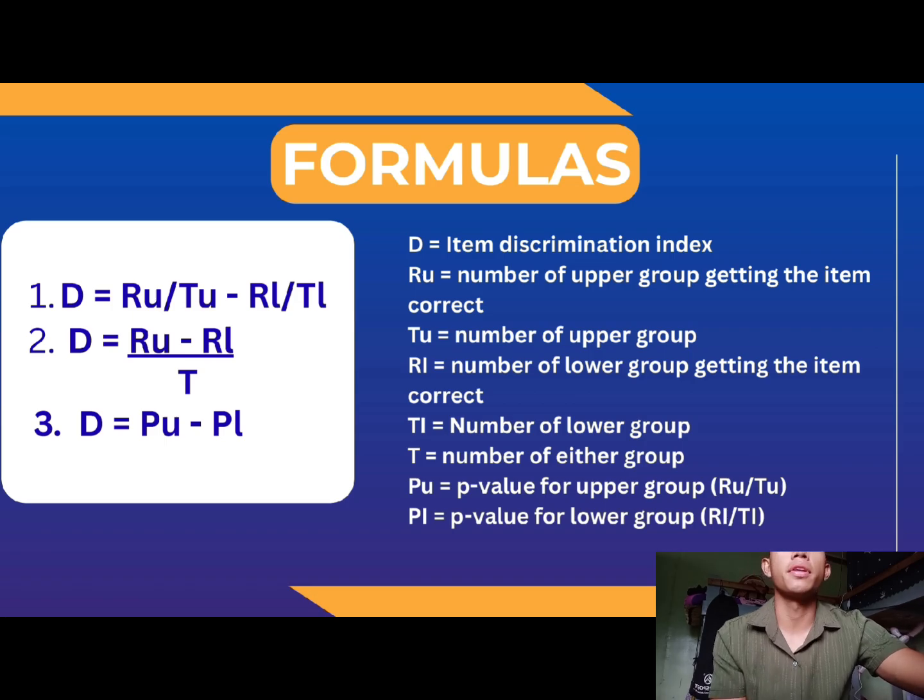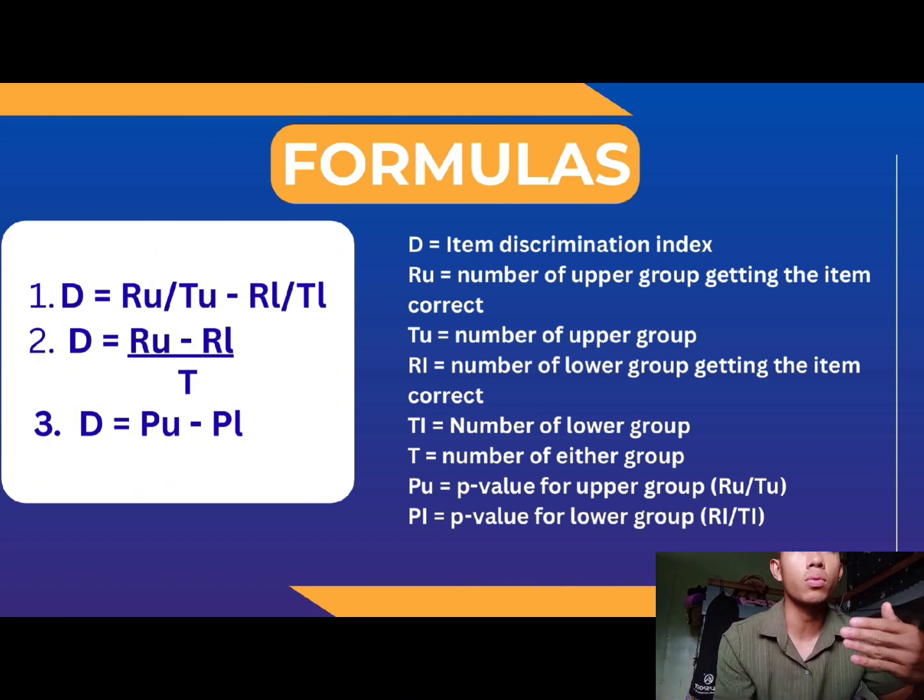Discrimination index, or D, can be calculated using different formulas. The most common one is D equals R sub U over T sub U minus R sub L over T sub L, where R sub U is the number of students in the upper group who got the item correct, and T sub U is the total number of students in the upper group. R sub L is the number of students in the lower group who got the item correct, and T sub L is the total number of students in the lower group.